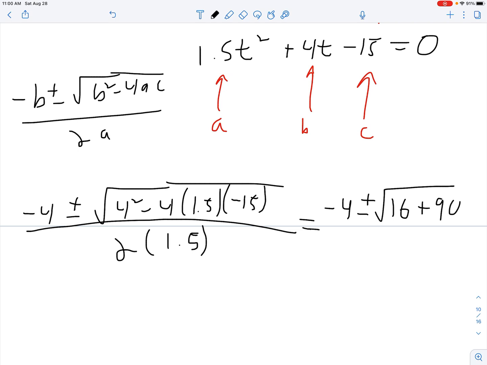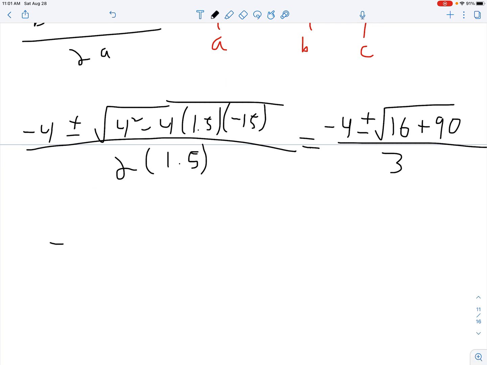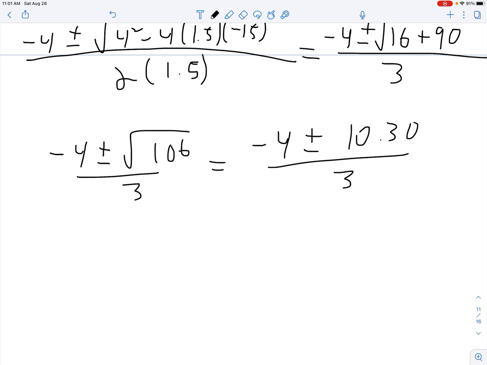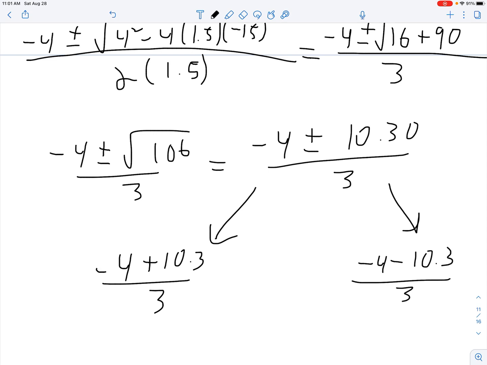I get 90. And 2 times 1.5 is 3. Okay. So then I get negative 4 plus or minus 16 plus 90, which is the square root of 106, over 3, which is negative 4 plus or minus 10.30 all over 3. And this will give me 2 answers. Negative 4 plus 10.3 over 3 and negative 4 minus 10.3 over 3.